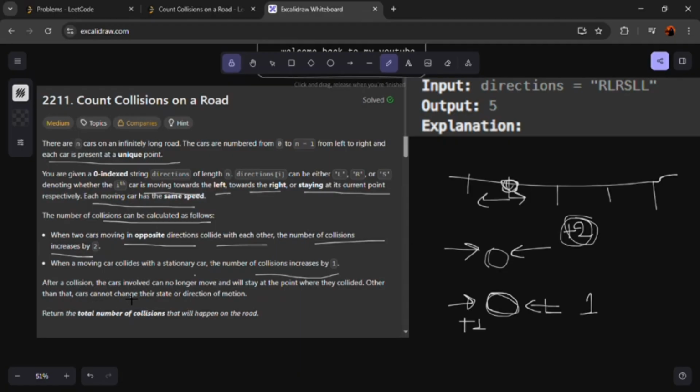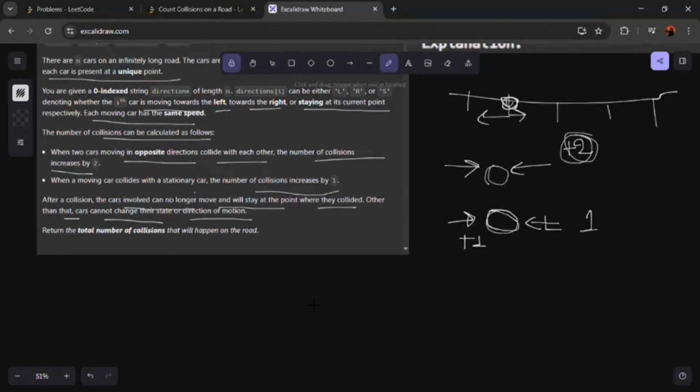After collision, the cars involved can no longer move and will stay at the point where they collided. Other than that, cars cannot change their state or direction of motion. So if the collision happened, then there is no chance to move the car. Means if the car is collided, the car must be staying. There is no chance of moving.